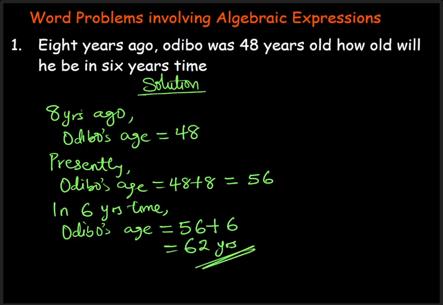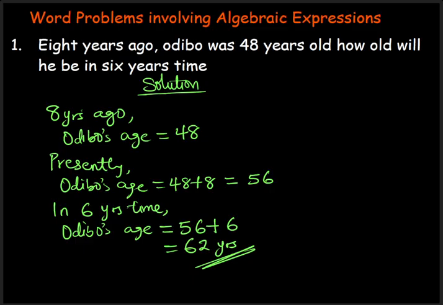Take note, you must find the person's present age, and then the present age will help you to know the person's age in a particular year's time. So that's how it's been done.